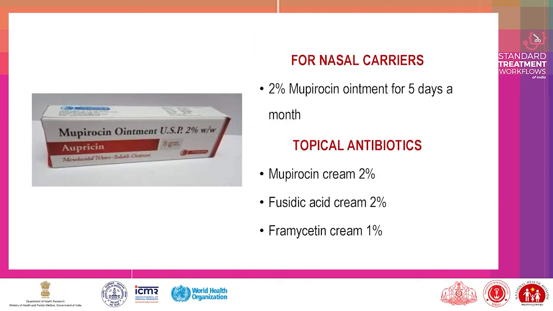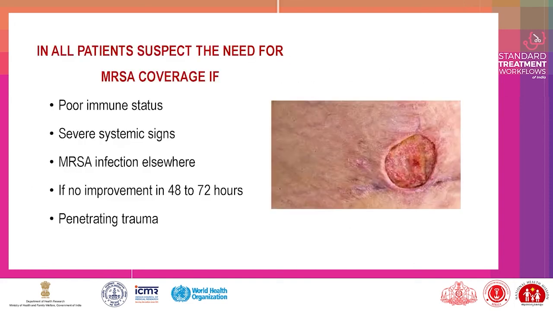For nasal carriers, 2% mupirocin ointment for 5 days a month can be given, and topical antibiotics like mupirocin cream 2%, fusidic acid cream 2%, or framycetin cream 1% can be advised. In all patients, suspect the need for MRSA coverage if they have poor immune status, severe systemic signs, MRSA infection elsewhere, or if there is no improvement in 48 to 72 hours, and if there is penetrating trauma.